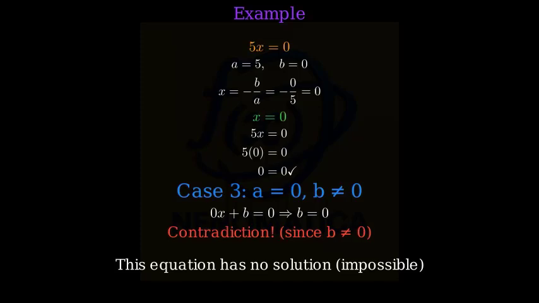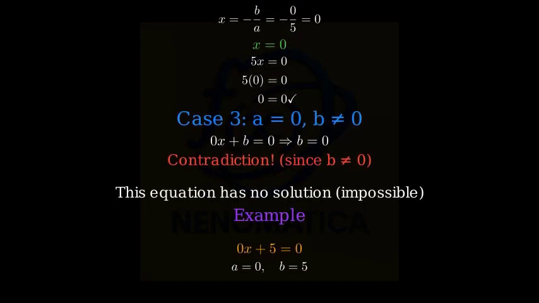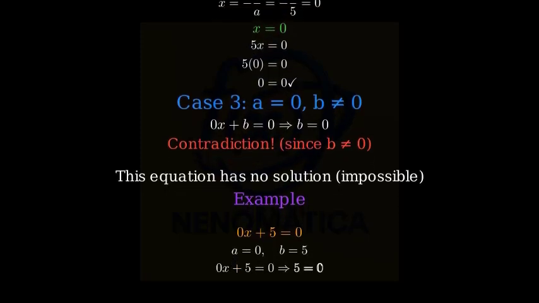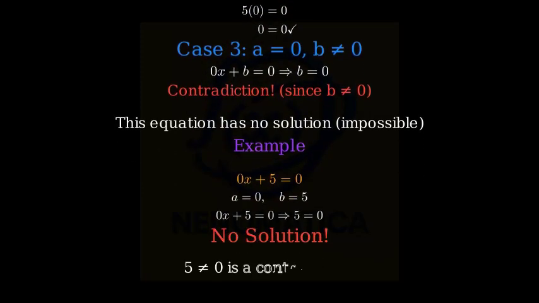Let's see an example. Consider the equation 0x plus 5 is equal to 0. Here, a equals 0 and b equals 5. Simplifying, we get 5 is equal to 0, which is clearly false. So, this equation has no solution. It's impossible to find a value of x that would make 0x plus 5 is equal to 0 true. To understand why, think about it. No matter what value we assign to x, 0 times x will always be 0, and 0 plus 5 is equal to 5, which is not equal to 0.